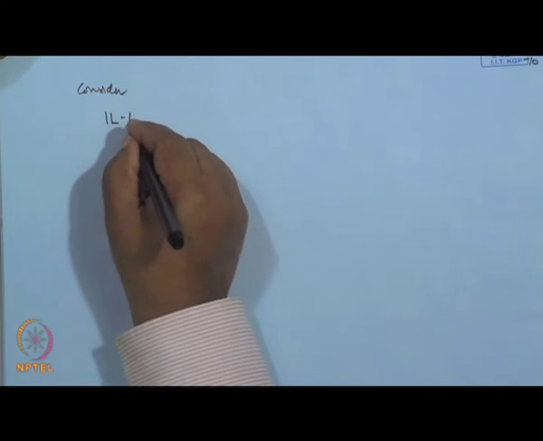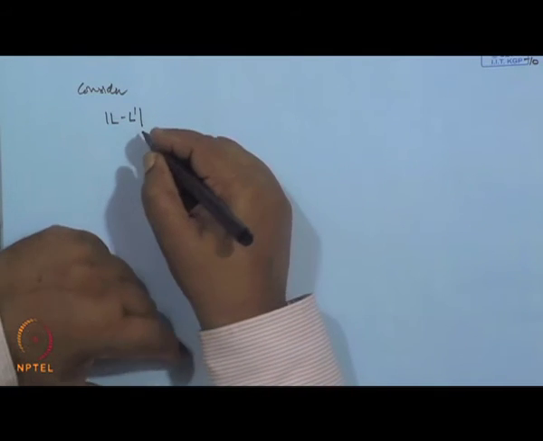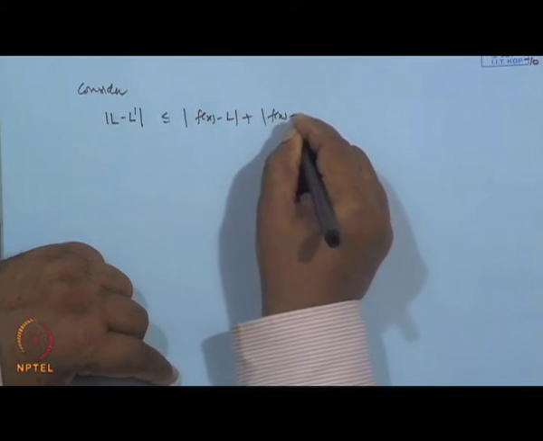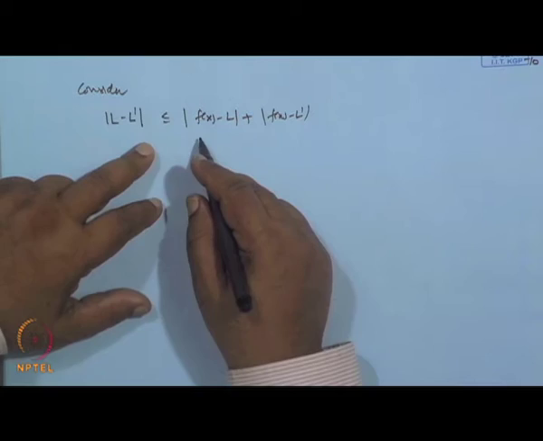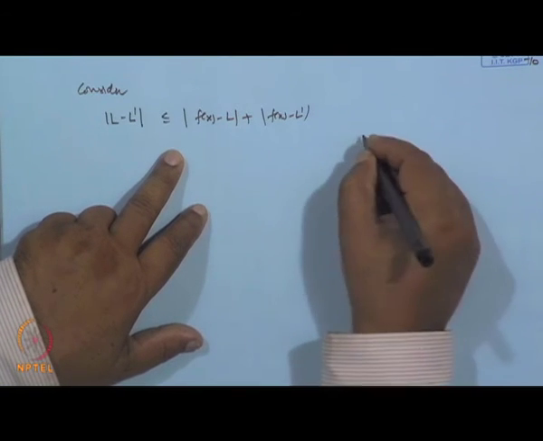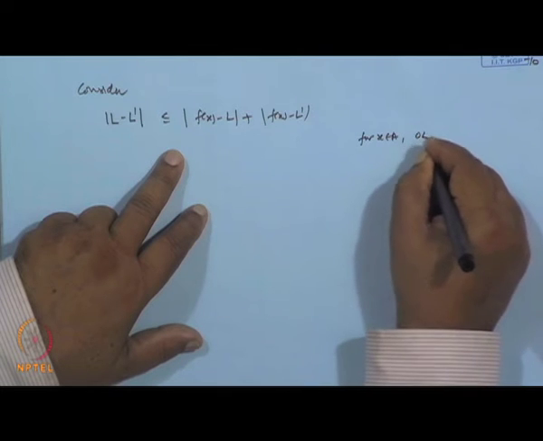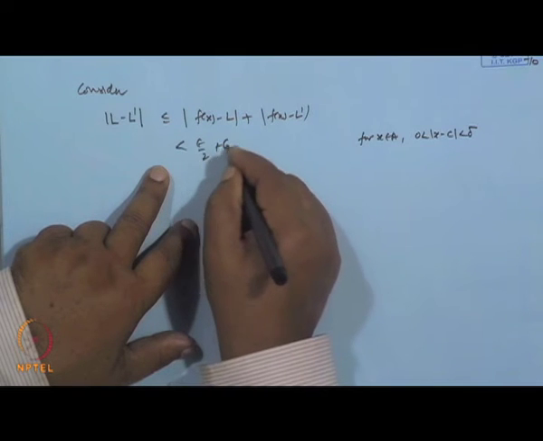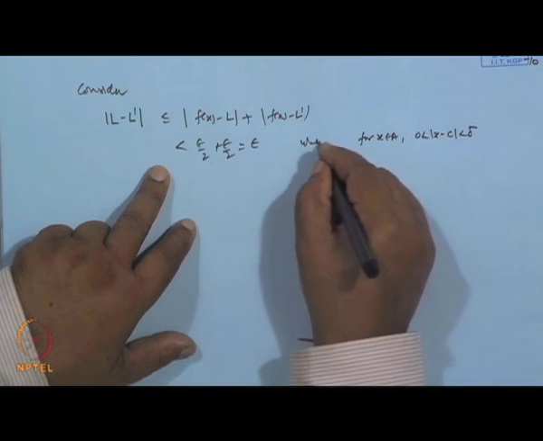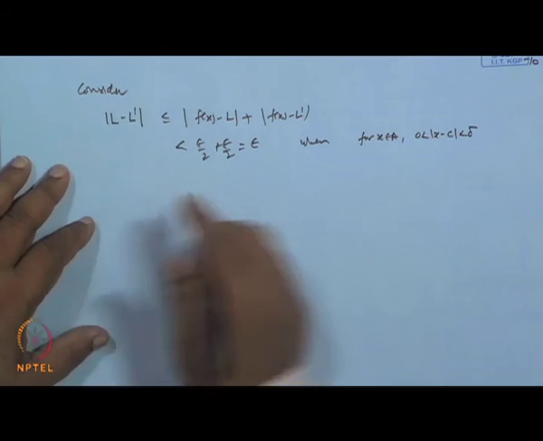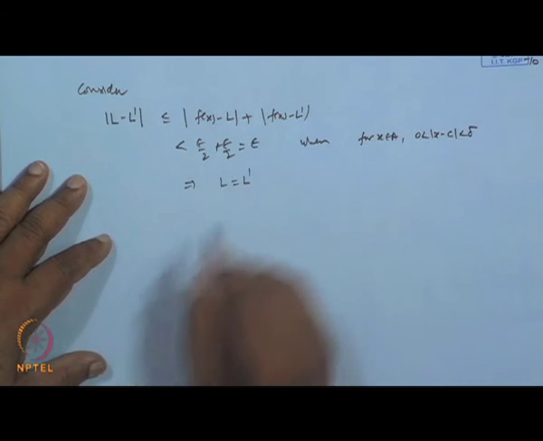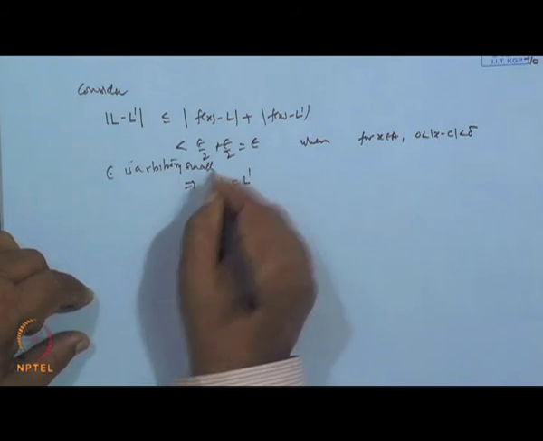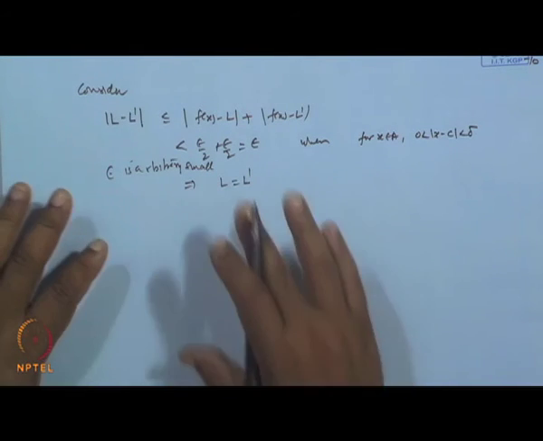Consider mod of L minus L dash. Now, this is less than or equal to, adding and subtracting f x, mod of f x minus L plus mod of f x minus L dash. But f x minus L is less than epsilon by 2, for all x belonging to A and 0 less than mod x minus c less than delta, and this is also less than epsilon by 2. So, what it shows is that L is equal to L dash, because epsilon is arbitrarily small. So, we can get L equal to L dash, that is, the limit will be unique.